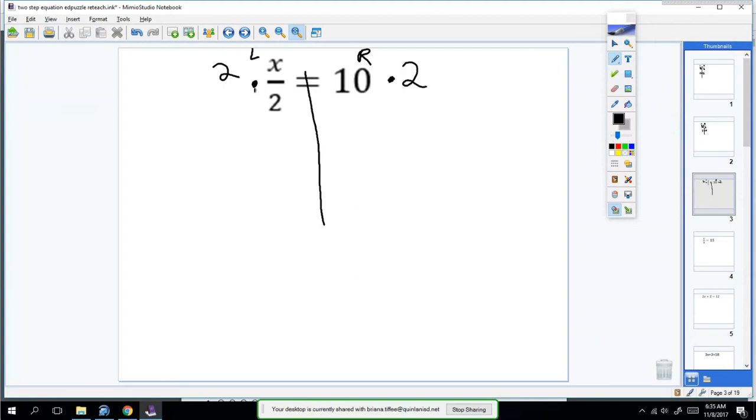So this dot means multiplication. So that means when I divide 2 and I multiply by 2, those cancel out. These numbers should always cancel out because you're doing the opposite operation. So now you're going to do 10 times 2 is just 20. So the answer is 20.